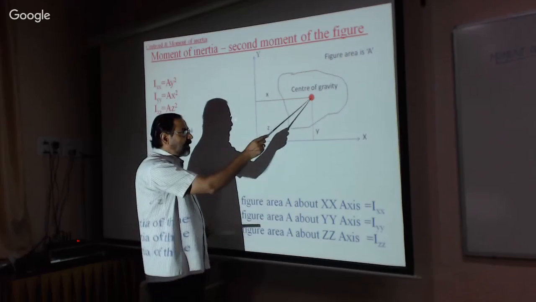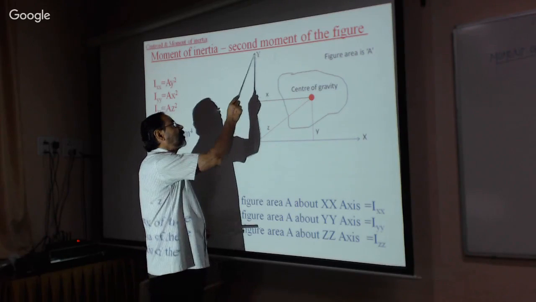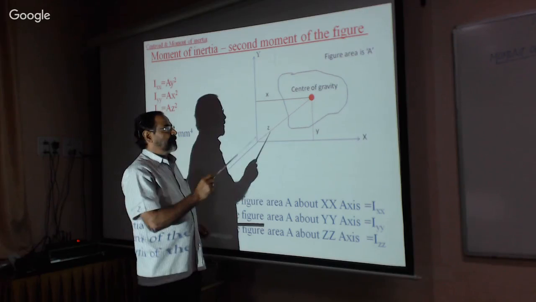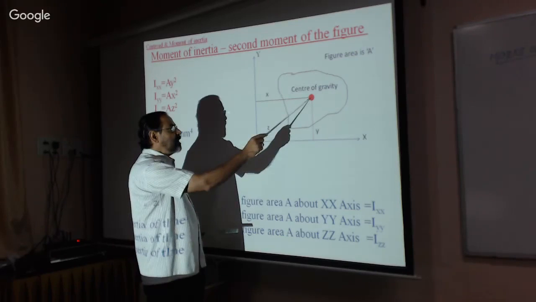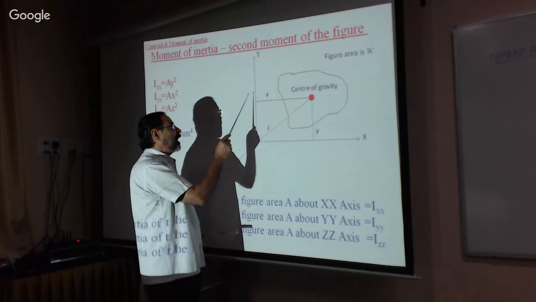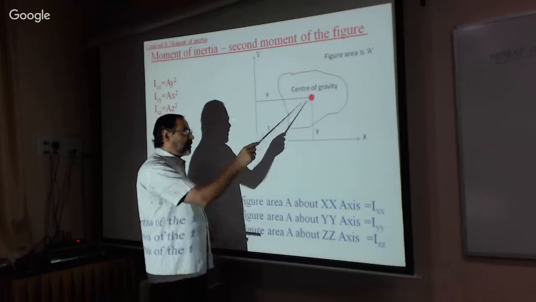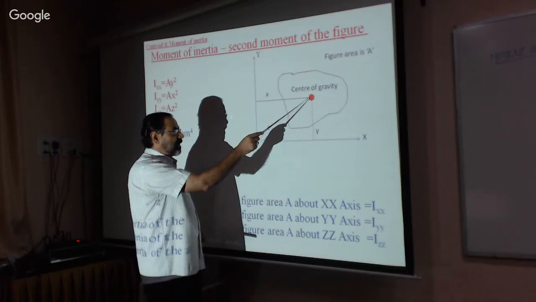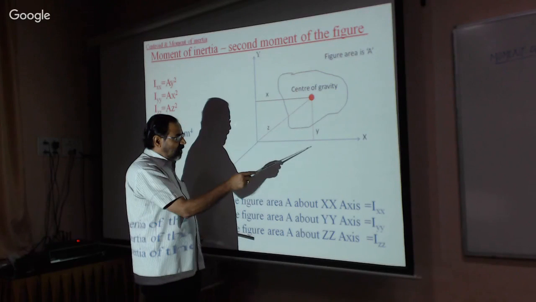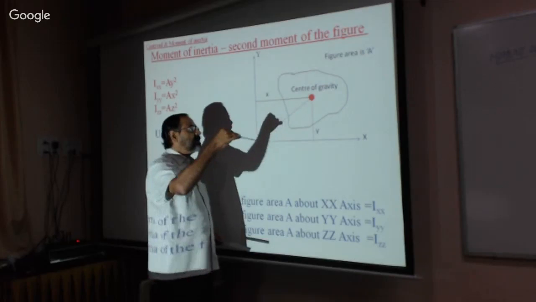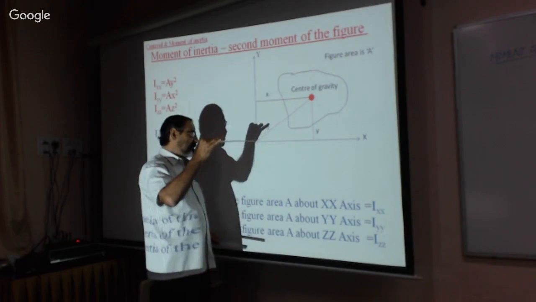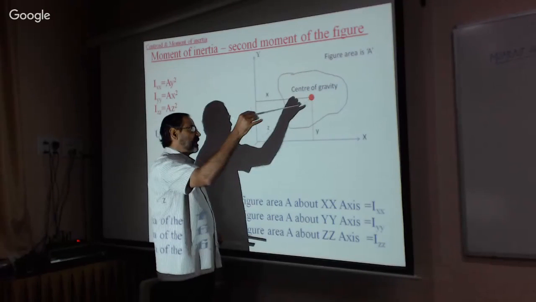Now this centroid lies at a distance x from the y-axis. The centroid of the given figure lies at this distance x from the y-axis. Similarly, the centroid of the given figure lies at a distance y from the x-axis. And similarly, this is the z-axis. Now with respect to this, this is the z distance. The z-axis is lying at a distance z from the centroid of the given figure.